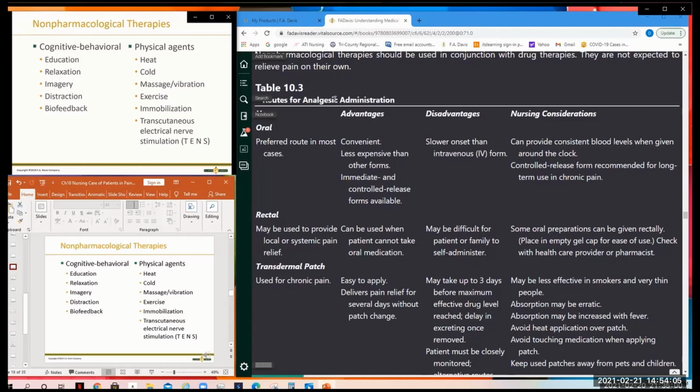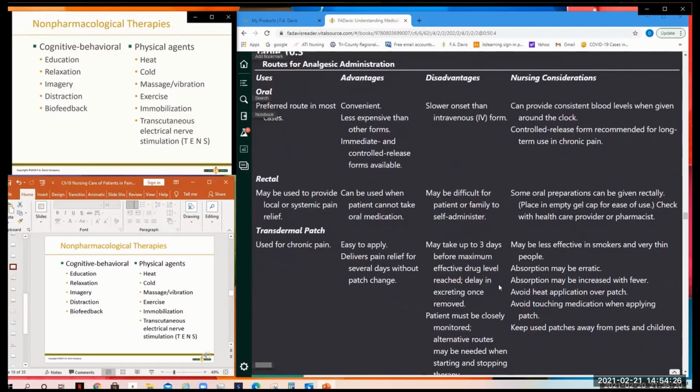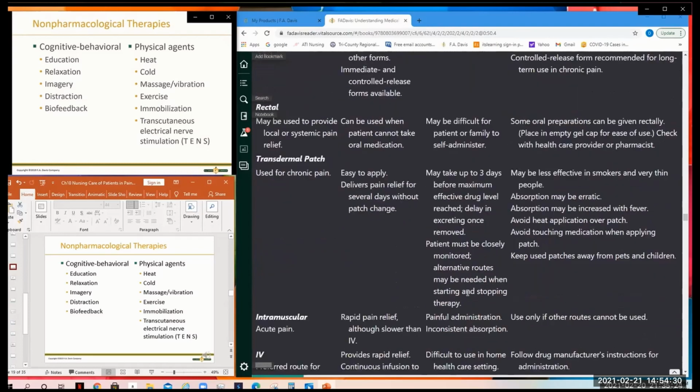Transdermal patch is used for chronic pain and it's easy to apply. It delivers pain relief for several days without a patch change. It may take up to 3 days before maximum drug level reached. Delay in excreting once removed. Patient must be closely monitored. Alternative routes may be needed when starting and stopping therapy.